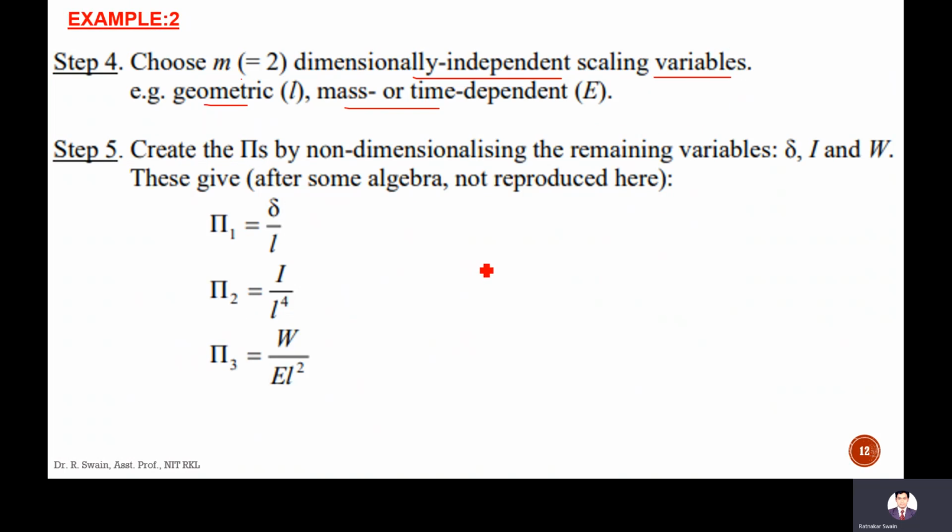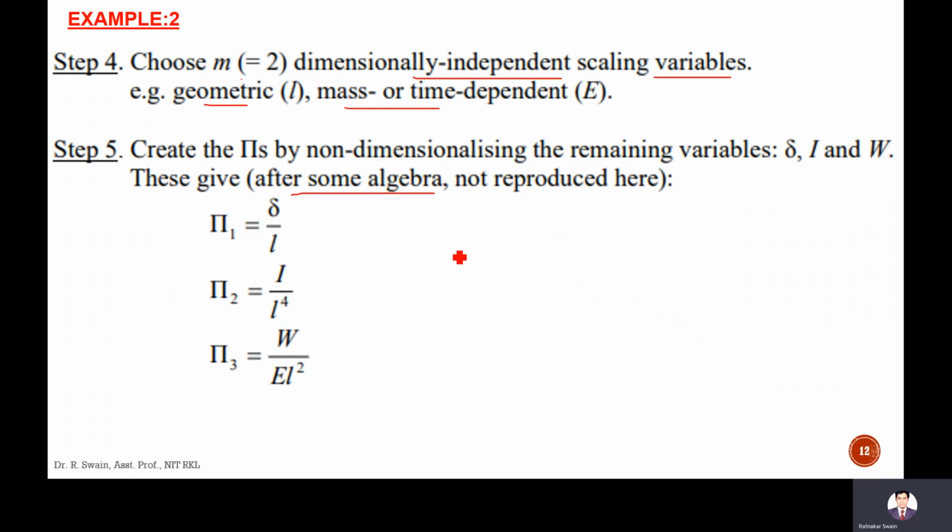Weight contains only mass, so actually E contains mass and time independent both. So create the pi terms by non-dimensionalizing the remaining variables delta, I, W. Pi 1 will be delta by L. Pi 2 is I by L fourth, and pi 3 will be W by E L square.